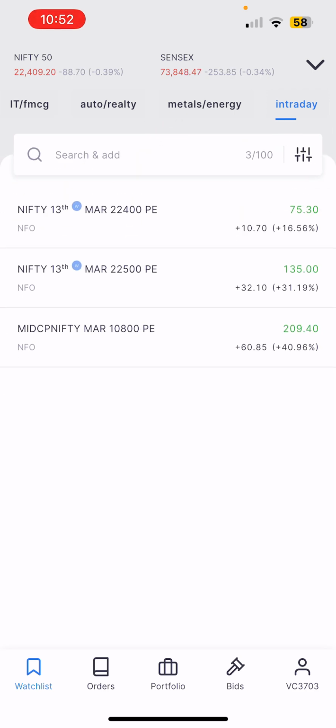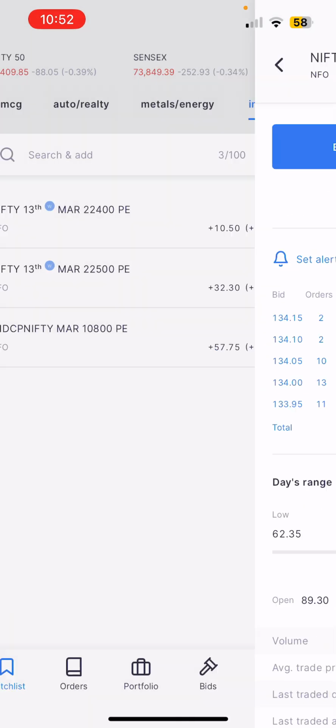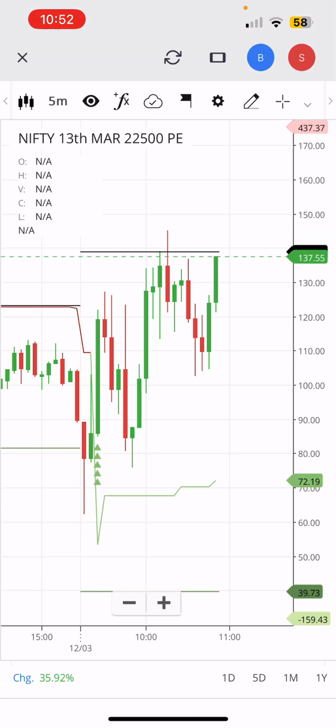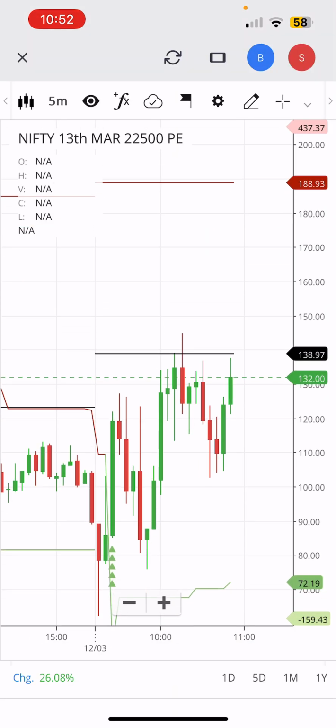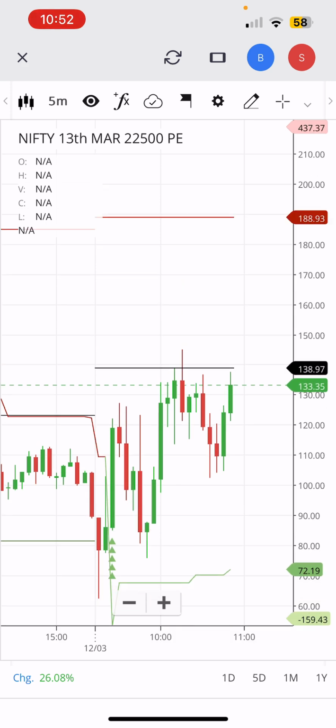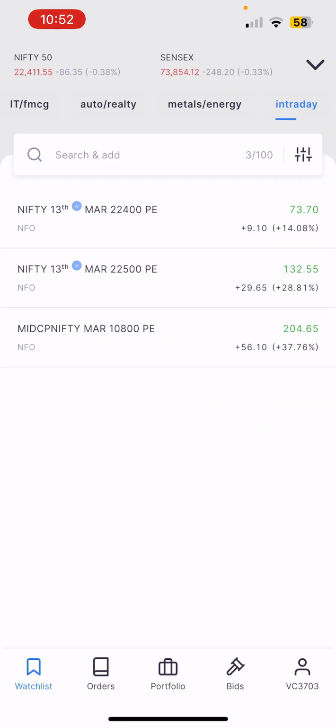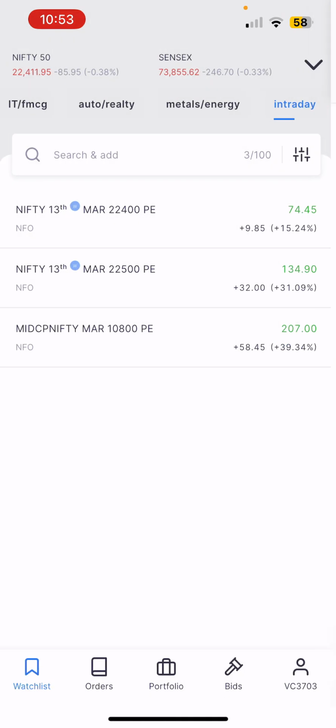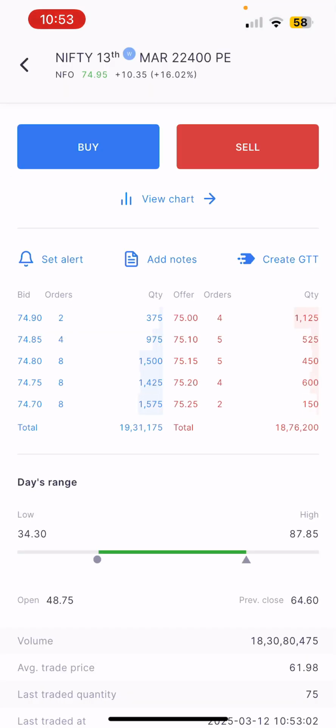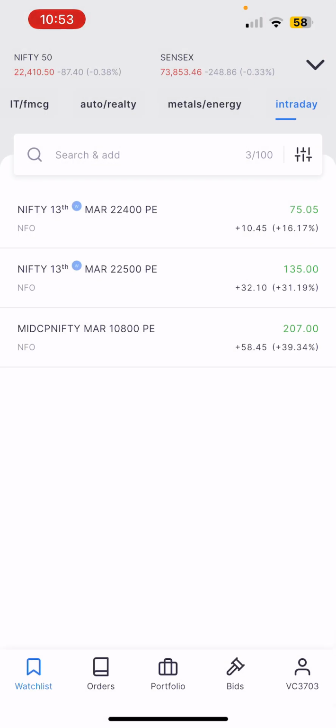Look at this PE Nifty, we were looking at 125, now it is at 134. This is the live scenario. Look at this, it is giving a breakout. So above this particular 145 level only we will take an entry, and Midcap is stuck at 204. This we were looking at 65, now it is 75. So if you want to scalp it faster, the Super Trend indicator will help you.